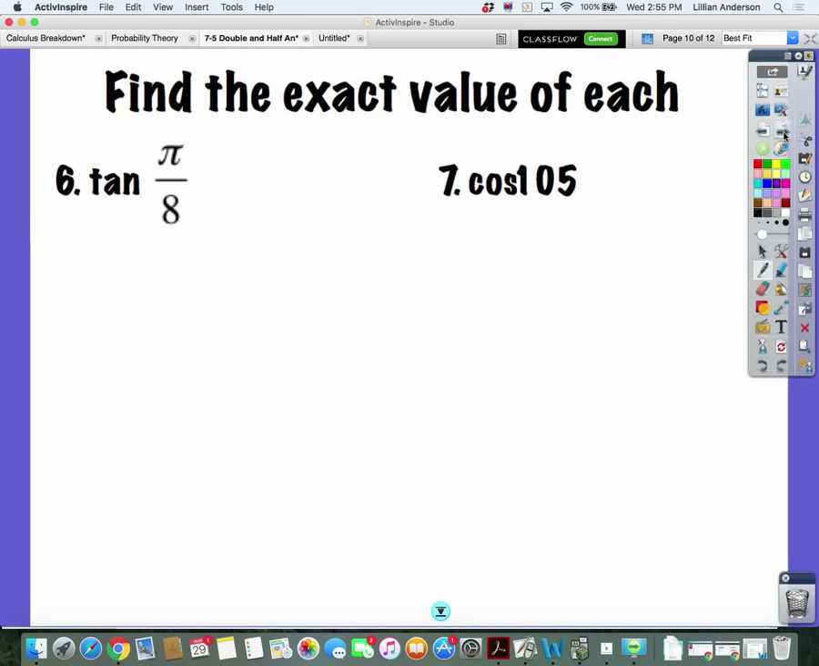Is pi over 8 your u? Pi over 8 is actually what equals u over 2 in that formula. So to figure out what u is going to be in our formula, we have to set the angle equal to u over 2 and then solve this out. How do you solve this? So that's 8u equals 2 pi. How do you solve for u? Divide by 8. So that's going to be pi over 4. Pi over 4 is the value of u that goes into that identity.